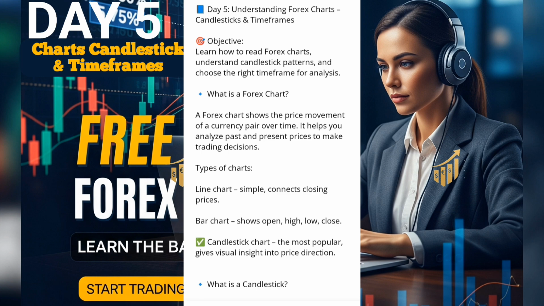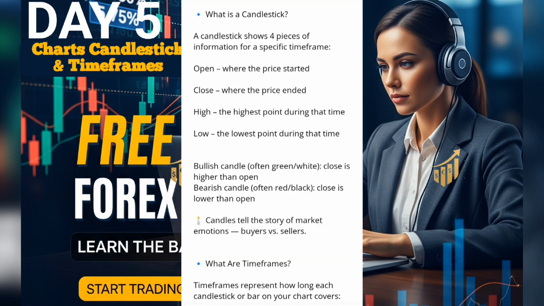Now let's talk about candlesticks. Each candle shows 4 key things: the opening price, the closing price, the highest price, and the lowest price for a certain period. If the candle is green or white, it means the price closed higher than it opened. That's a bullish candle. If the candle is red or black, it means the price closed lower than it opened. That's a bearish candle. Candlesticks help you understand the battle between buyers and sellers.